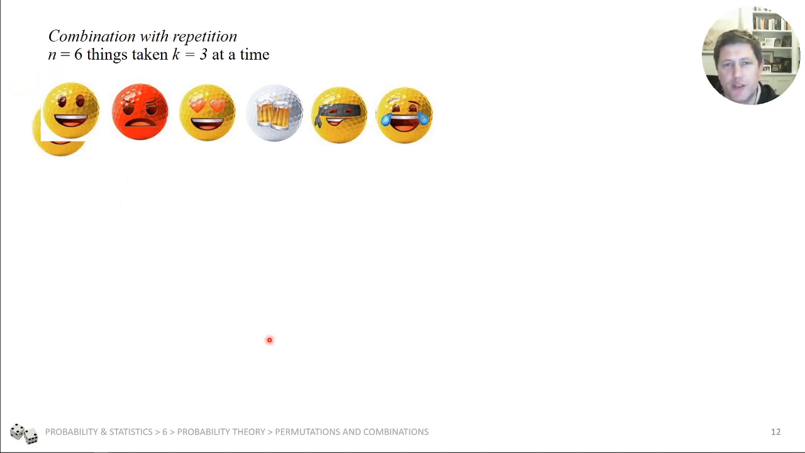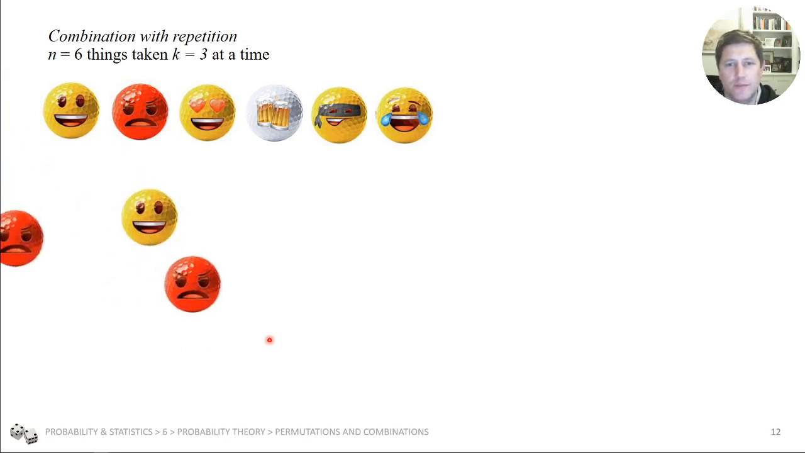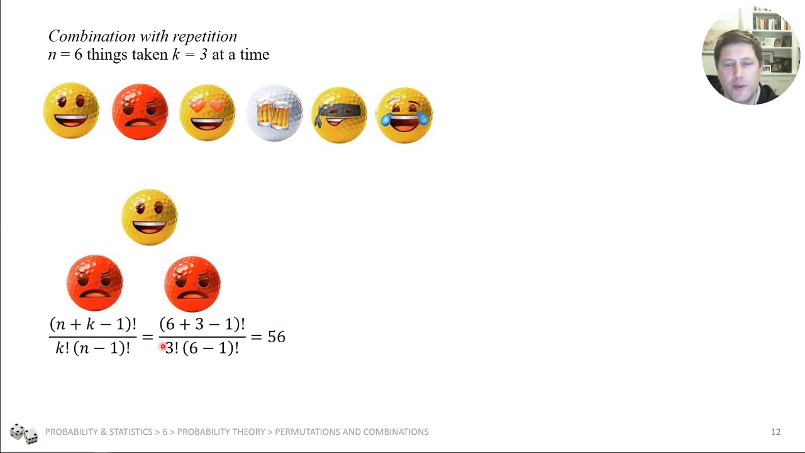But with repetition, you can take them and then you can take the same one again. So now there are more ways of doing that. (6 plus 3 minus 1) factorial divided by 3 factorial times (6 minus 1) factorial is 56. So there are 56 ways of doing it like that.